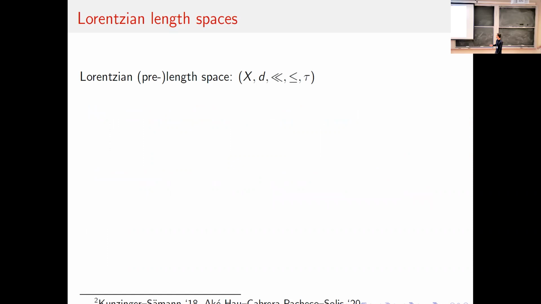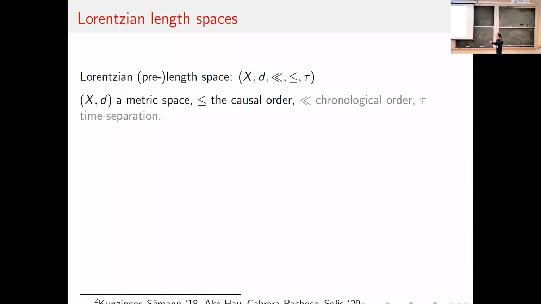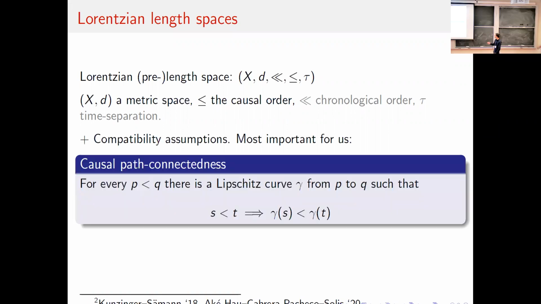Basically, we have these 5 structures where (X, d) forms a metric space. This relation plays the role of the causal order. And then we also have a chronological order and the time separation function, but they will not play a role in this talk. And then we need some compatibility assumptions between all of these structures. I just want to explain the one that will play a role for us now, which is called causal path connectedness. It requires that for every pair of points that are not the same point and that are causally related, there should exist a causal curve, in the sense of a Lipschitz curve, such that consecutive points on the curve are causally related.